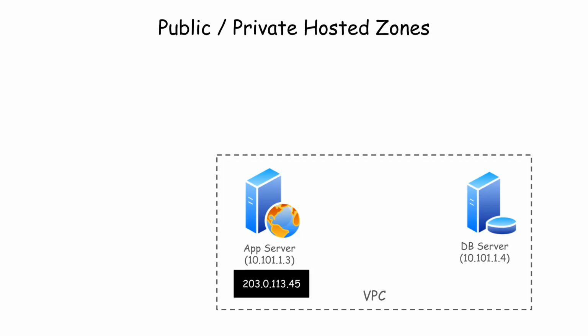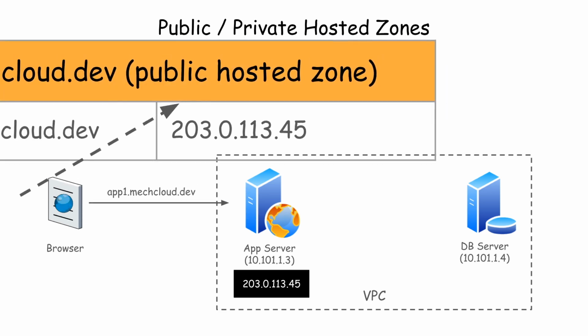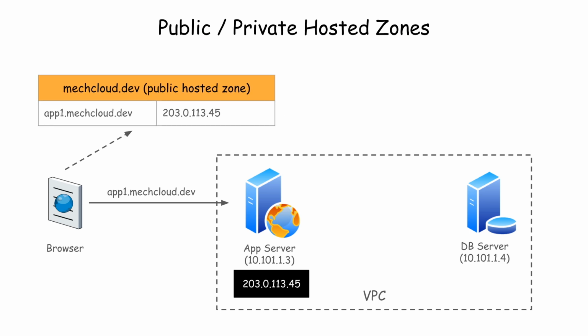First, let's think about our users. We don't want them to type in a long, ugly IP address. We want them to use a clean, professional hostname like app1.mccloud.dev. This is where a public hosted zone comes into play. Its job is to tell the entire internet that app1.mccloud.dev should resolve to our server's public IP address. It's the public-facing front door to our application.